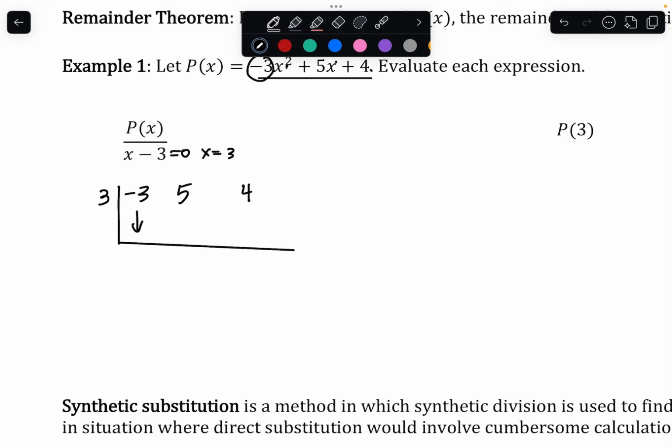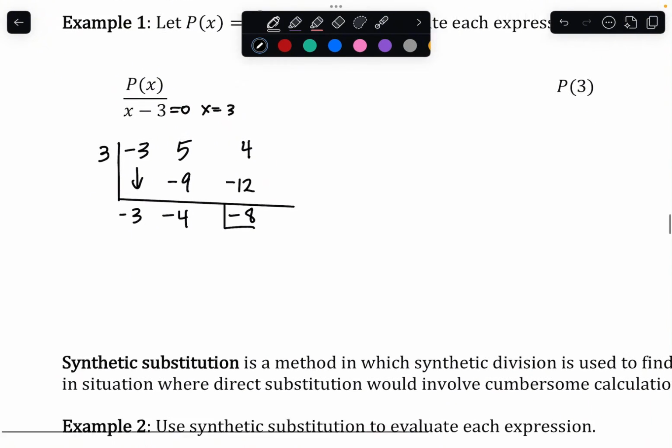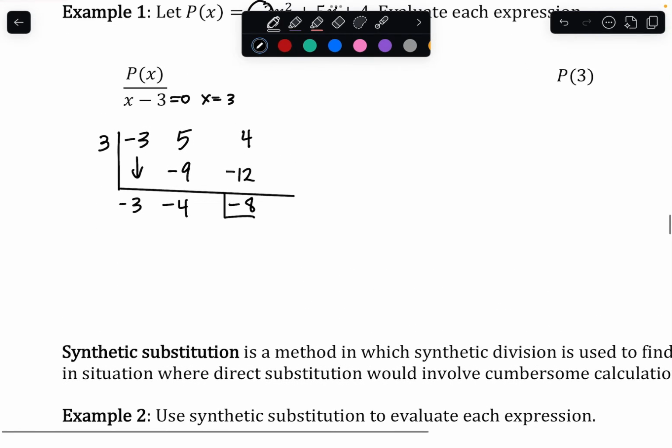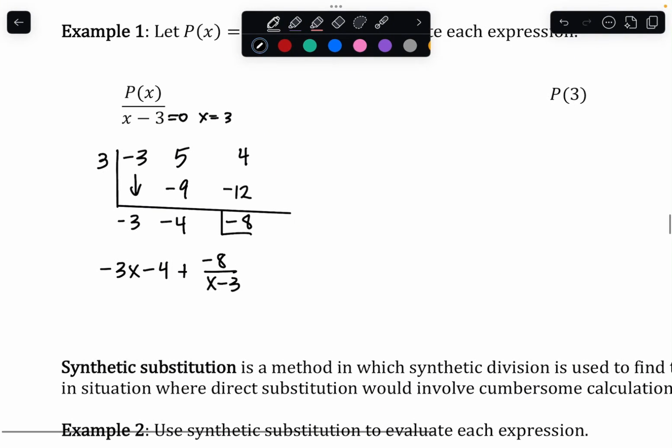Okay, so bring down the negative 3, we get negative 3. Negative 3 times 3 is negative 9. Add, we get negative 4. Negative 4 times 3 is negative 12. Add, and we get negative 8. And that negative 8 is our remainder. And so p of x divided by x minus 3 would be the polynomial negative 3x minus 4 plus the remainder over the divisor. Okay, and so just keep in mind that this number here is the remainder.